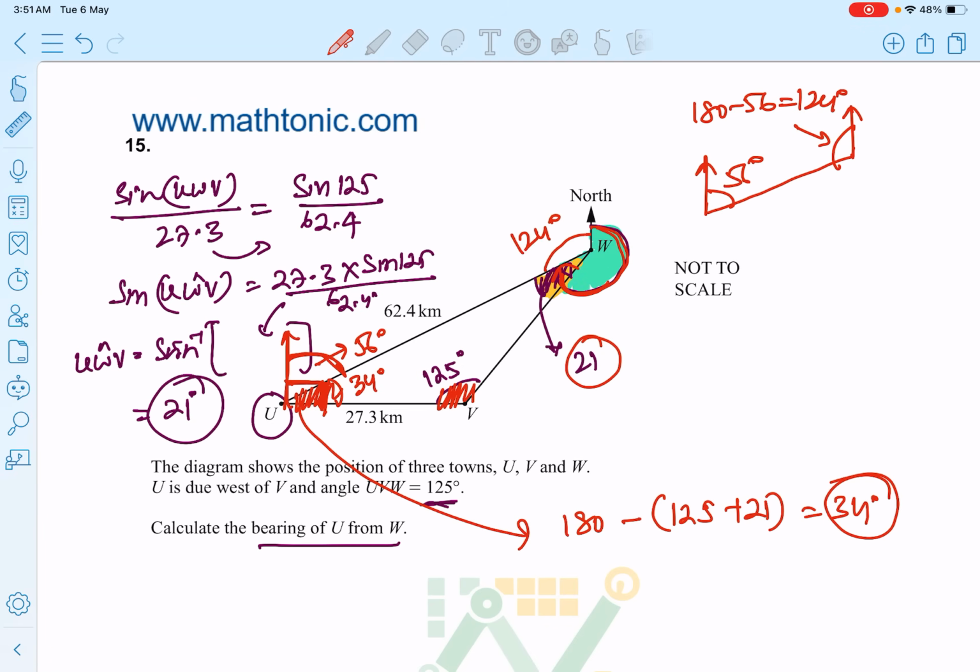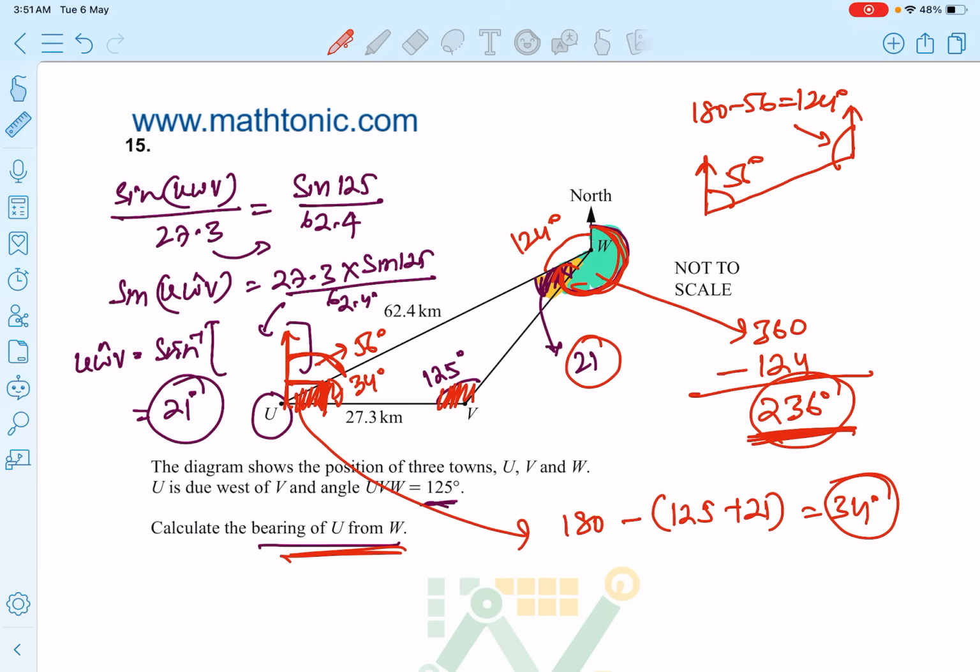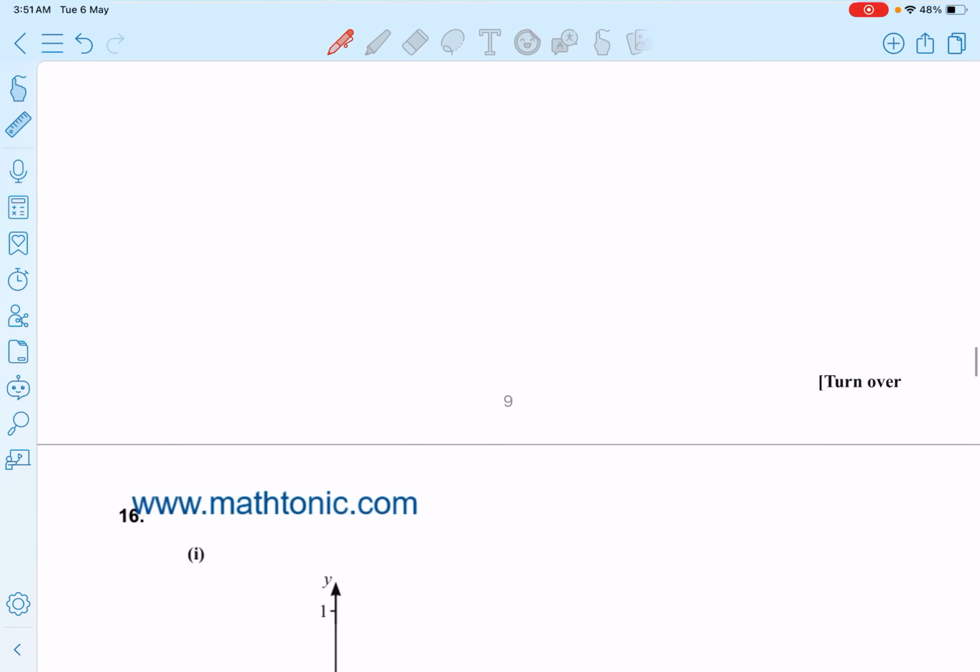How to find this angle, this part? So simply 360 minus 124, and this answer should be 236 degrees. Did you understand, everyone? This is the final answer we're talking about, bearing of U from W, that equals 236 degrees. Bearing questions we can expect in the exam paper, so please practice.